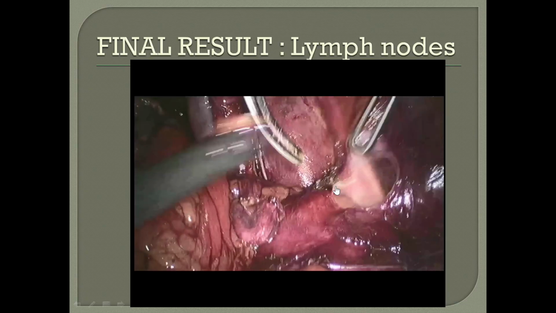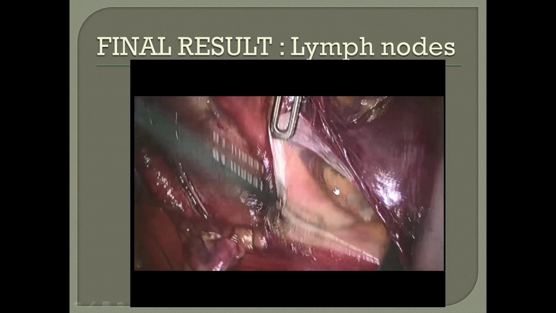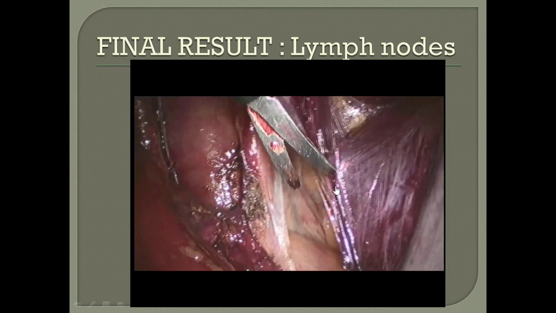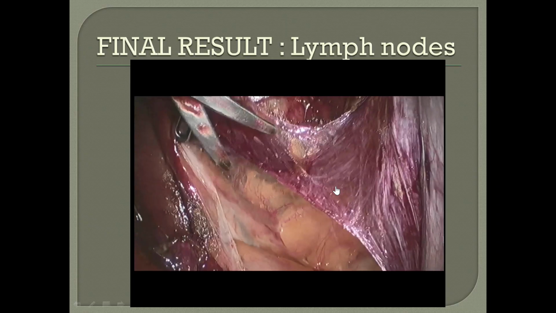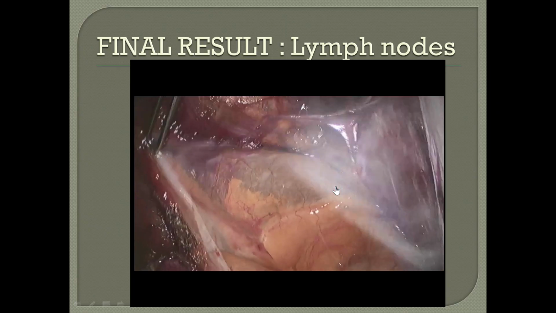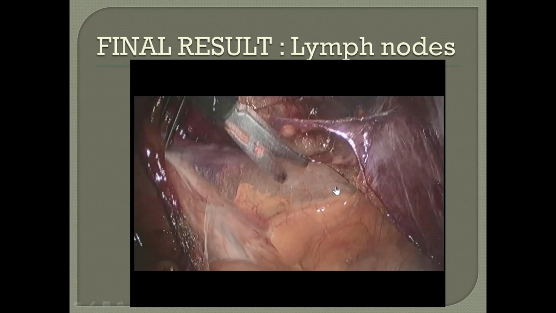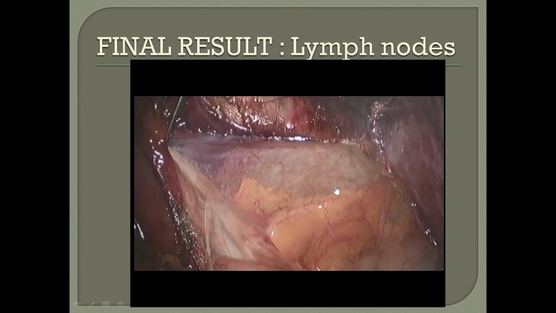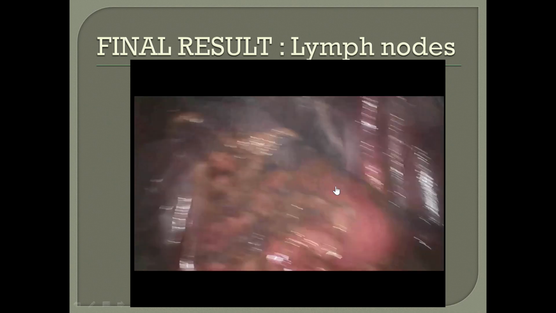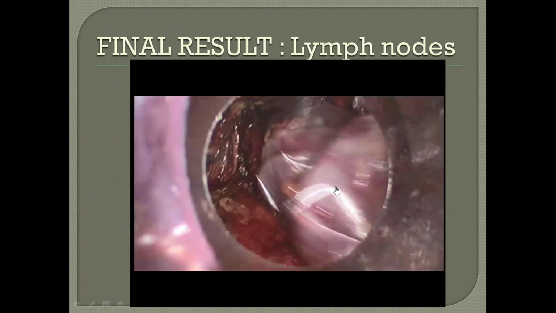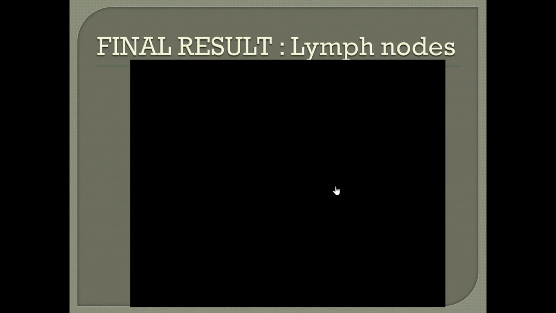So it's the end, really the end, but I open it largely, and then you see that when some guy said you can't do lymph node dissection by the preperitoneal access, it's totally wrong. It's exactly the same. And then we remove the prostate, and it's over.